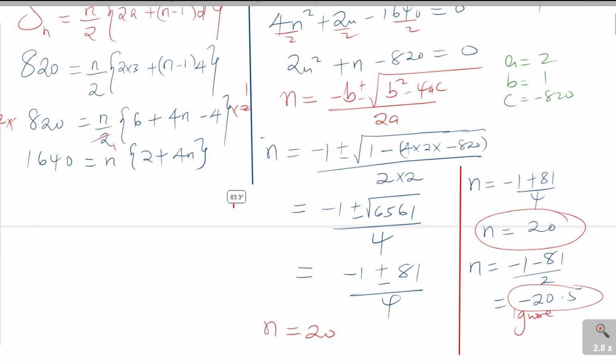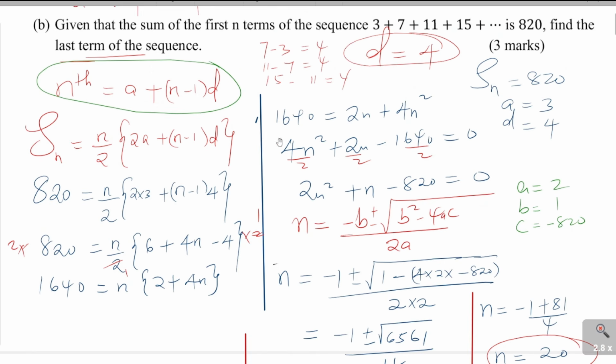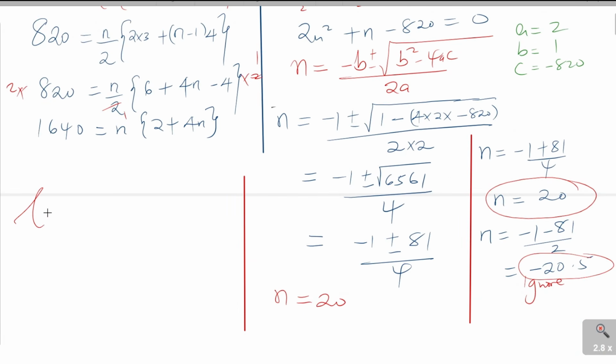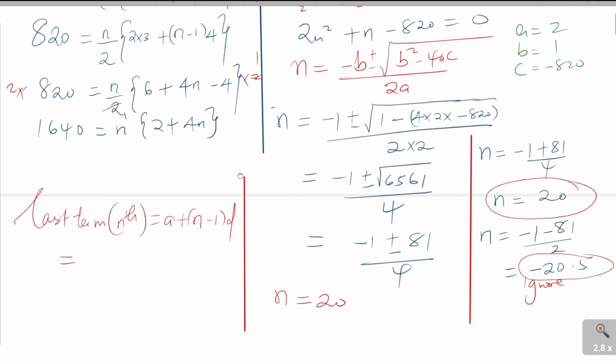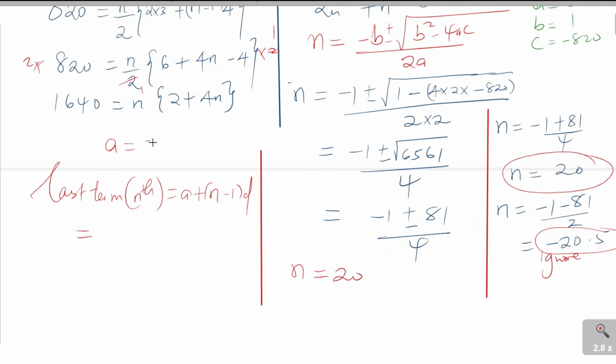Now, because n is equal to 20, we are able to calculate with that information. Having obtained n, we can now get the last term. The last term is the nth term. So how do you get the nth term? The last term, which is the nth term, is equal to a plus (n minus 1) d. In this case, the first term of this sequence is 3. Remember, a is equal to 3.